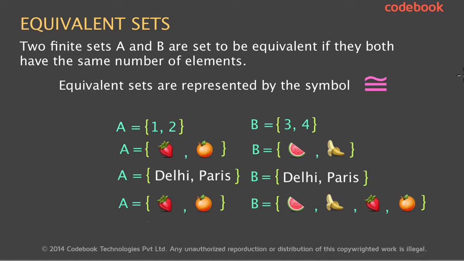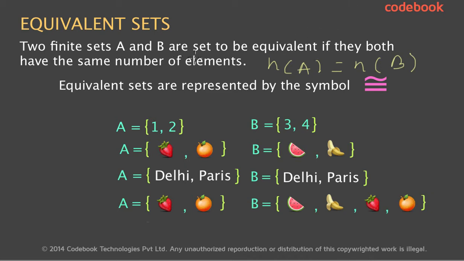Two sets A and B are said to be equivalent if they both have the same number of elements. In other words, two sets are said to be equivalent if n of A is equal to n of B, right? n of A is nothing but the cardinality of the set. Cardinality of the set is nothing but the number of elements of the set.